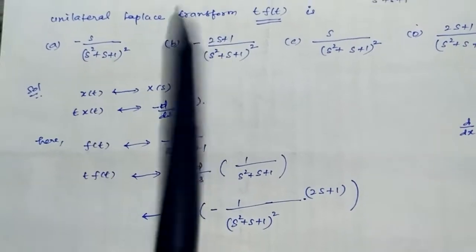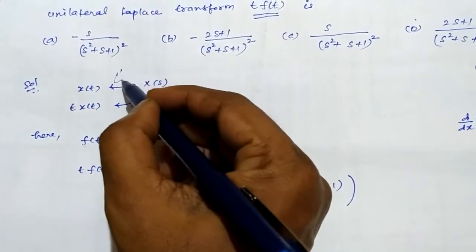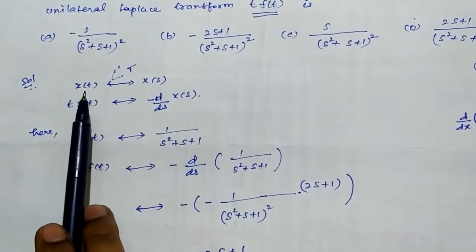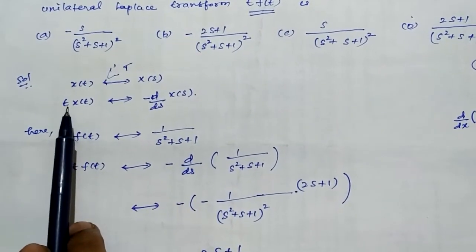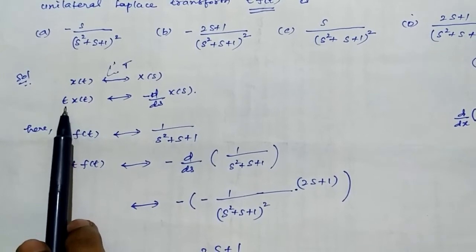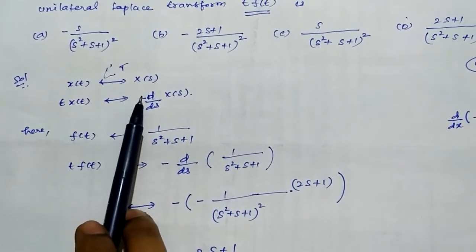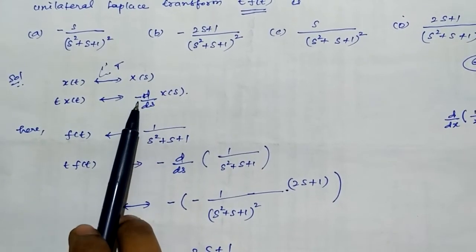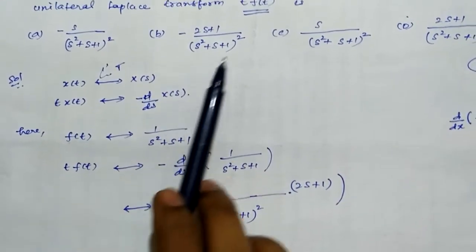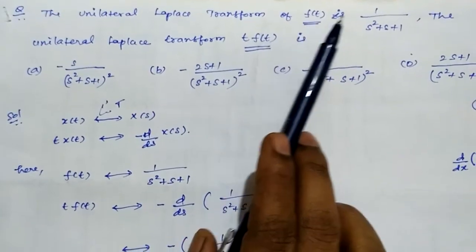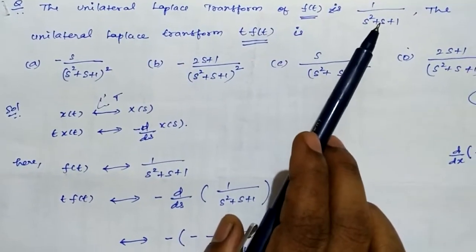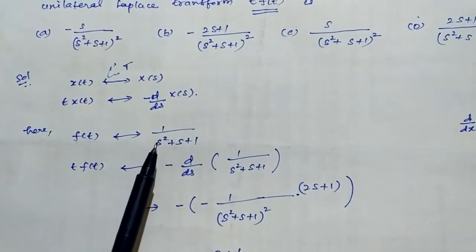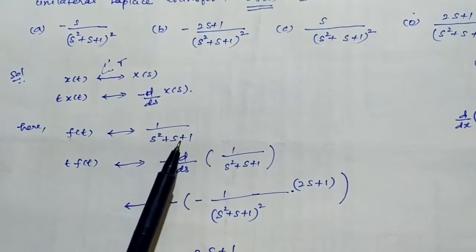So if x of t has Laplace transform X of s, and this function x of t is multiplied by a linear function t, then its Laplace transform is obtained by differentiating X of s with respect to s, then putting a minus sign. Now here the given function is f of t, whose Laplace transform is 1 over s square plus s plus 1.